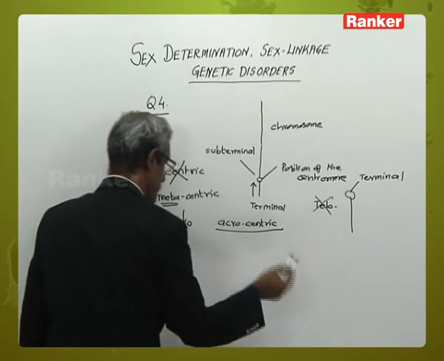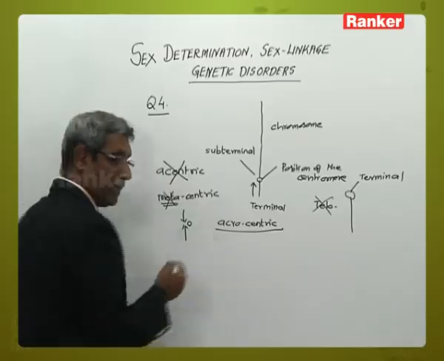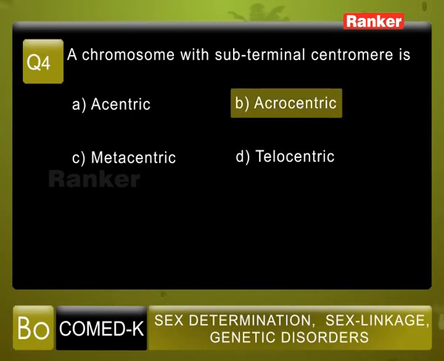So it is not a heterocentric chromosome, it is not a metacentric chromosome, it is neither acentric. So hence the correct answer is B, which refers to acrocentric chromosome.